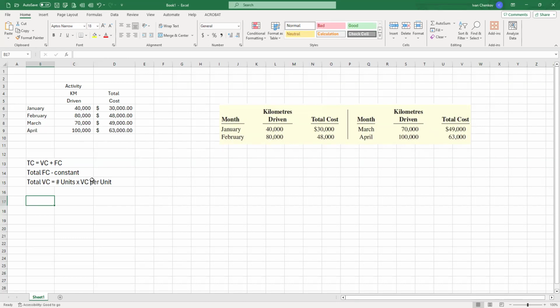So in that case, my total cost will be the fixed cost, plus, in brackets, the number of units times the variable cost per unit.